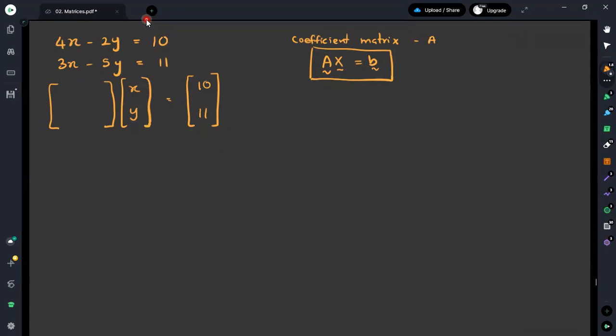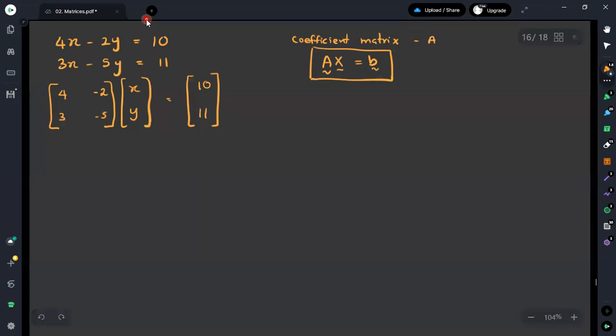Then I have to write down the coefficients of the x and y terms separately. Since we have already aligned them, you can directly write them in the order as they appear. The first row, first column is 4, then first row, second column is -2, second row, first column is +3, and second row, second column is -5.